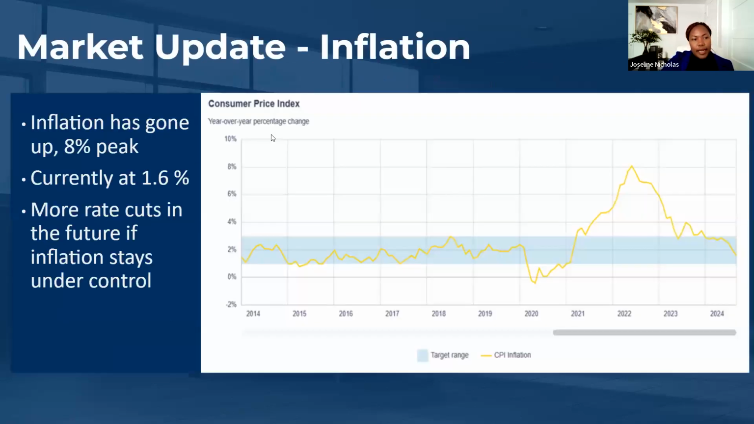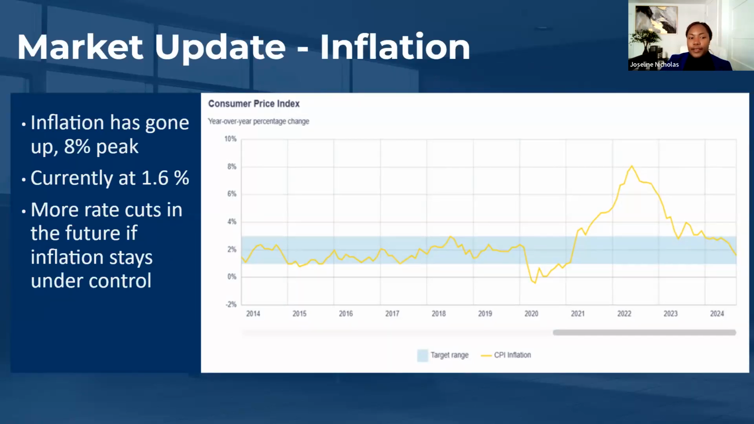Okay, so a quick market update. As many of you would know, a lot of investors, we've been tracking inflation and looking where it's going. But if there's someone here who doesn't know where our market has been, inflation has been going up over the last few years. It peaked at around 8%, and then it started coming down. And right now, we are at around 1.6. That was the number that was reported for October.